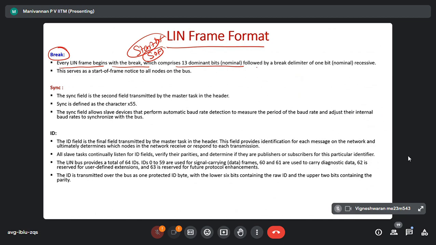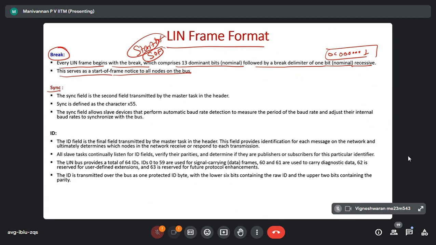Okay. It is followed by a break delimiter of 1 bit, which is a recessive bit. Correct? Recessive means 1, otherwise it will be 0. 13 bits will be there. You are going to send so many things that consist of the break. Then you get the sync bit. So this serves as the start of the frame. In CAN bus, 1 bit. In case of RS-232 also 1 start bit. In this LIN bus, around 13 plus 1 bits are used as a start. Correct? It is used as the start of the frame.